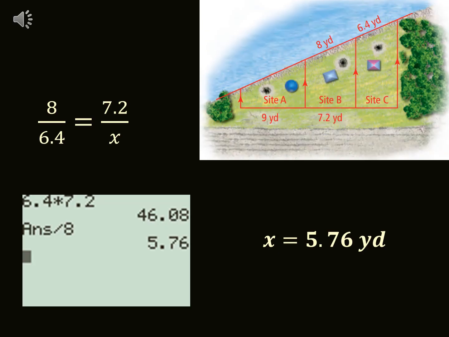And you can see this time I used the middle and the right, and I came up with a proportion that said 8 over 6.4 equals 7.2 over x. I cross multiplied and I got 5.76 yards. Now again, you can write those proportions a bunch of different ways. You could, for instance, say 8 over 7.2 equals 6.4 over x. You'll get the exact same answer, and it's right either way.